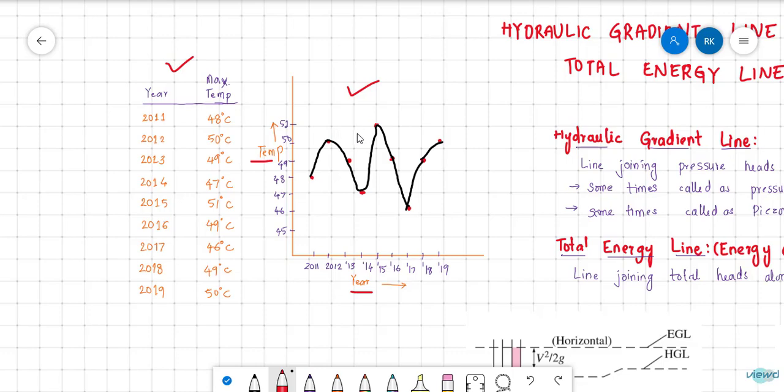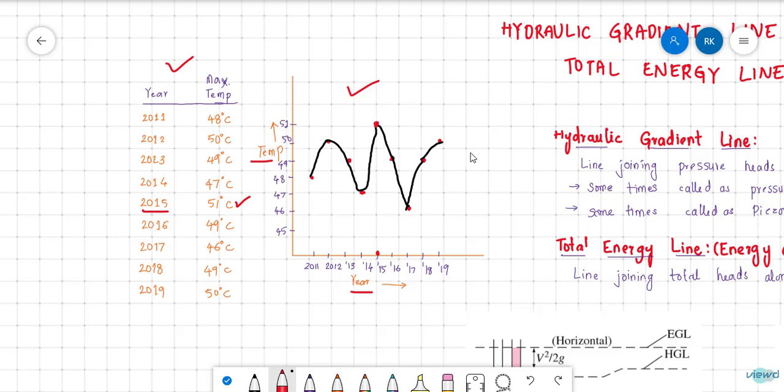If I ask you which is the maximum temperature and in what year that was recorded, from this graph you can say that it is 51 degrees centigrade, and it was recorded in 2015. And if I ask you the same question from the data given, you need to look at all the values of maximum temperature and find 51 degrees centigrade, and from that you will find the year 2015. But by looking at the graph you can directly say that the year is 2015 and the temperature is 51 degrees centigrade.